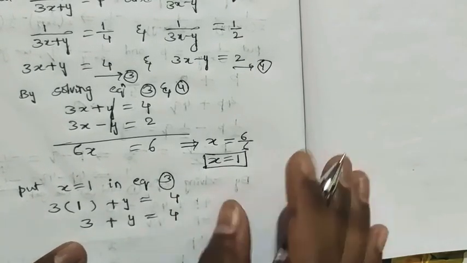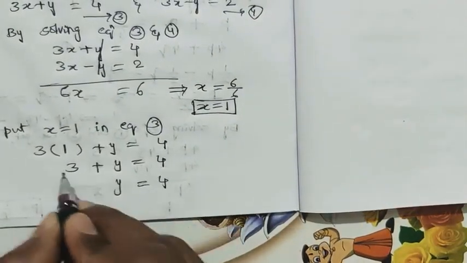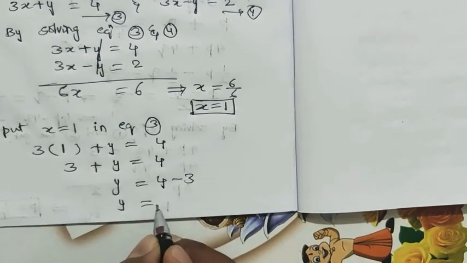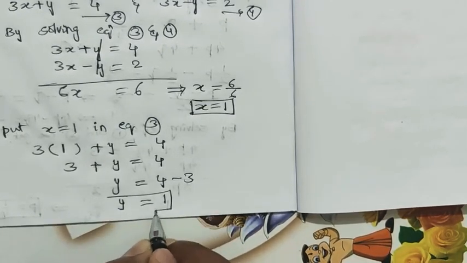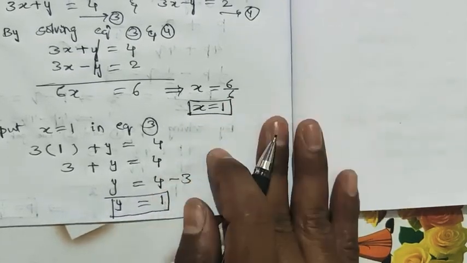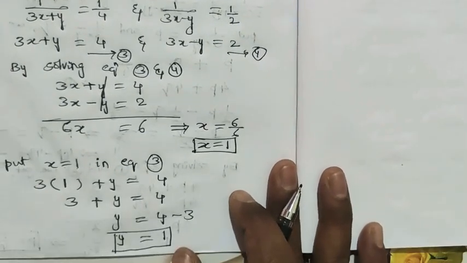So what can you write for y? Y is equal to 4, and the plus 3 transposed to this side becomes minus 3. Finally you can conclude y is equal to 4 minus 3, that is 1. So x value is 1, y value is 1. You got both the unknown quantities' values, x is 1 and y is 1. So that is why the problem is solved.